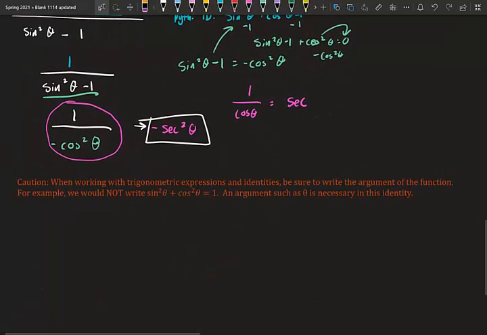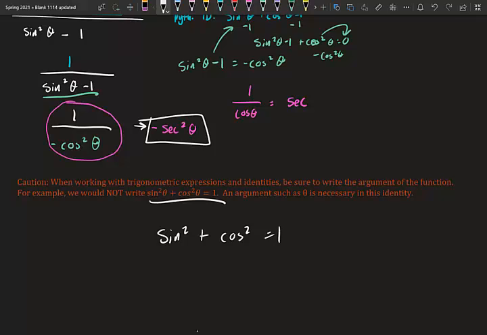When working with trigonometric expressions and identities, be sure to write the argument of the function. Meaning, don't forget your theta, don't forget your x. You would not write sine squared plus cosine squared equals 1 without it. You need the theta. If not, it's not the same thing. So make sure you have theta, make sure you have x, make sure you have that variable there.